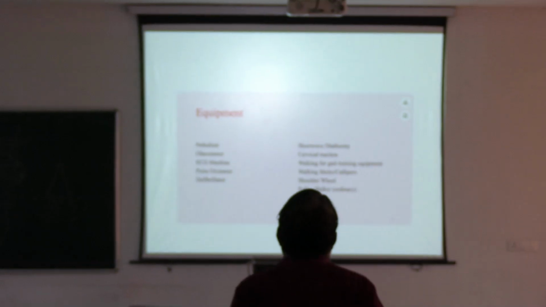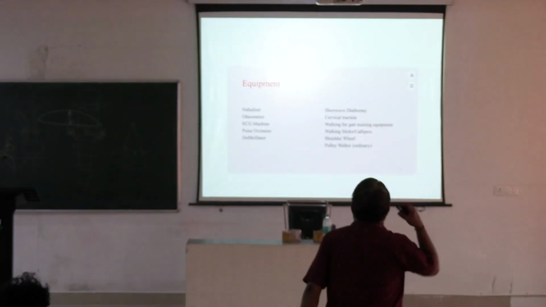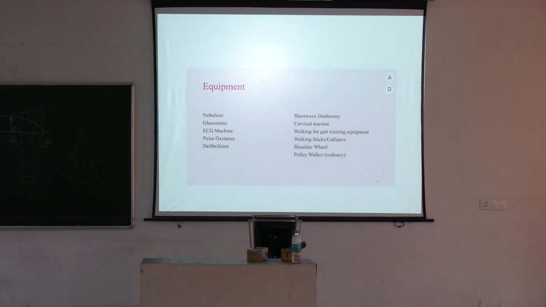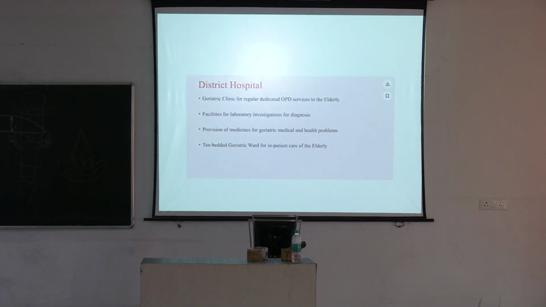Then you have shortwave diathermy, cervical traction, walking sticks, calipers, shoulder wheel, and pulley walk. These are equipment which are available in the community health center, CHC. So once again, at the CHC level, you have nebulizer, glucometer, ECG machine, pulse oximeter, and defibrillator. Okay. District level, what do you have?